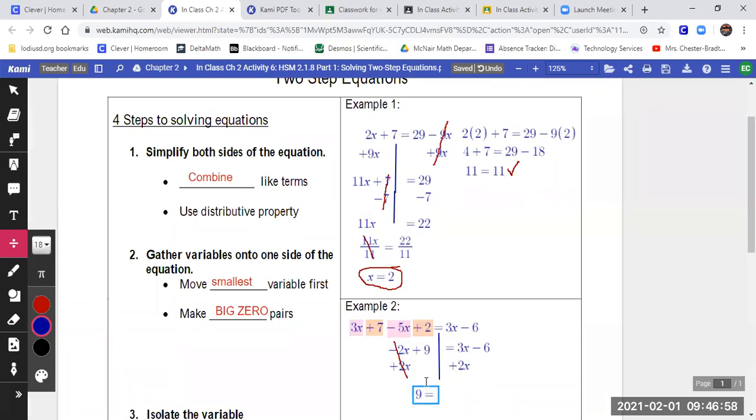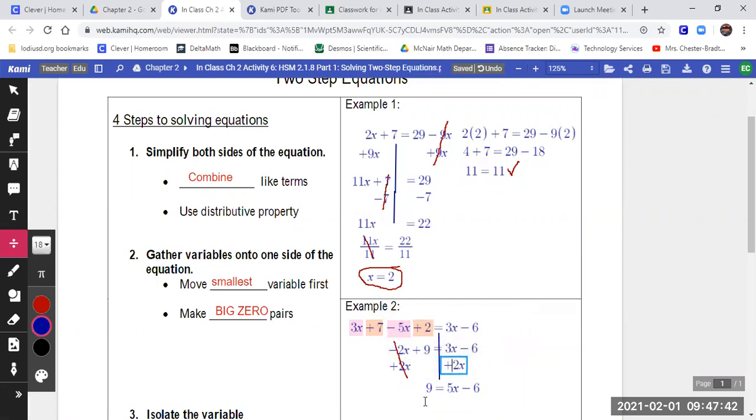And that's gonna equal a 3x plus a 2x. So what's that? 3x plus 2x makes 5x, and we still have that minus 6 because we didn't do anything to it yet. Putting the equal sign back in the middle where it should be.